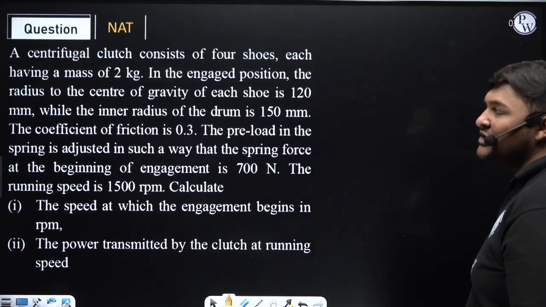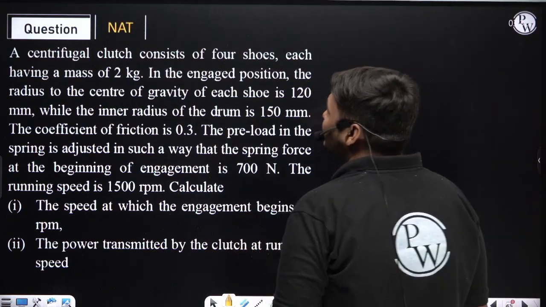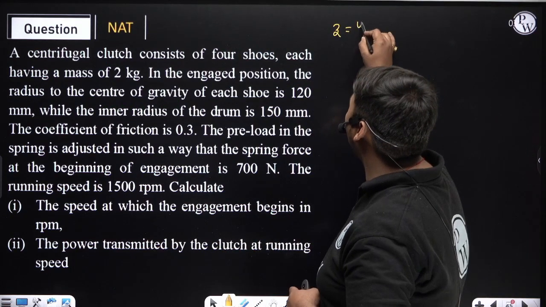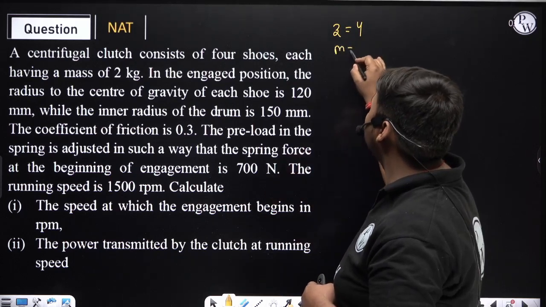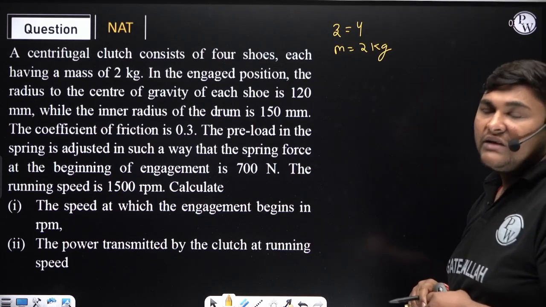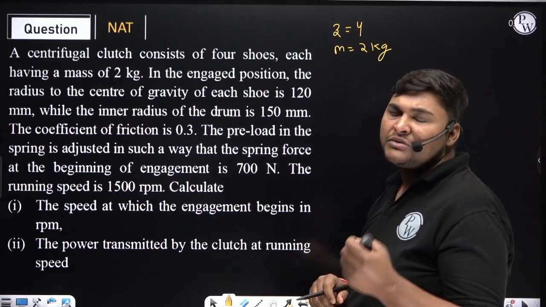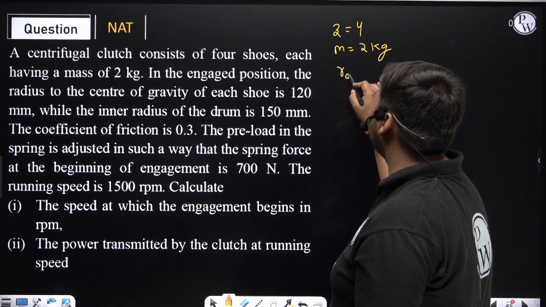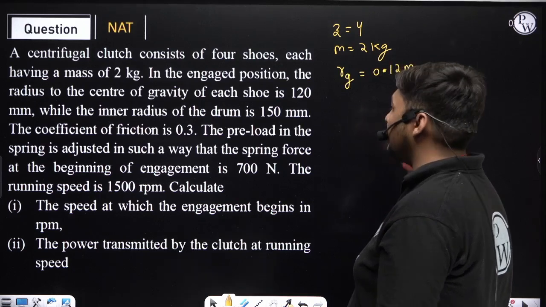We are discussing one question related to this centrifugal clutch. What is the question saying? A centrifugal clutch consists of four shoes, so here the number of shoes is 4, each having a mass of 2 kg. So the mass of each shoe is small m, which is 2. In the engaged position, the radius of center of gravity of each shoe is 120 mm. And we already know the radius of center of gravity for all engaged positions will be the same. That value is given, that is Rg is 120 mm. In SI unit, in meter, it will be 0.12 meter.